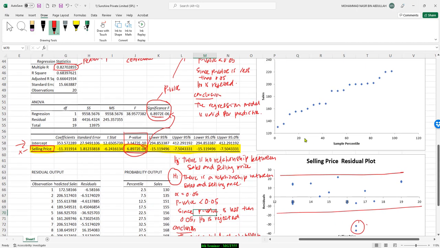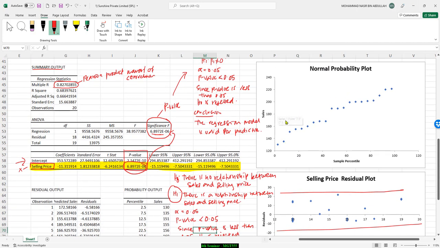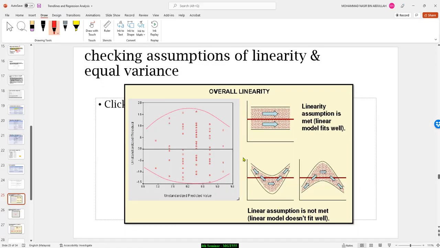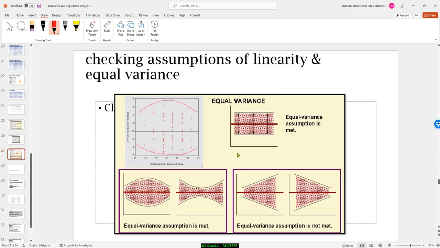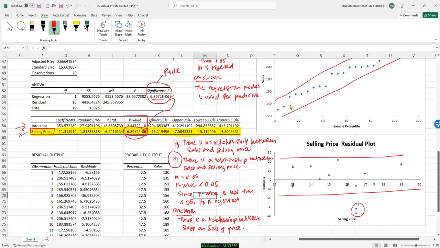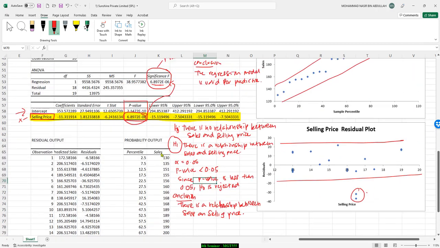And then the normality, kita akan measure normality based on residual, right? So kalau dia straight line menaik macam ni, maksudnya dia normal lah, right? Okay. So that is for simple linear regression. Boleh faham how to interpret?